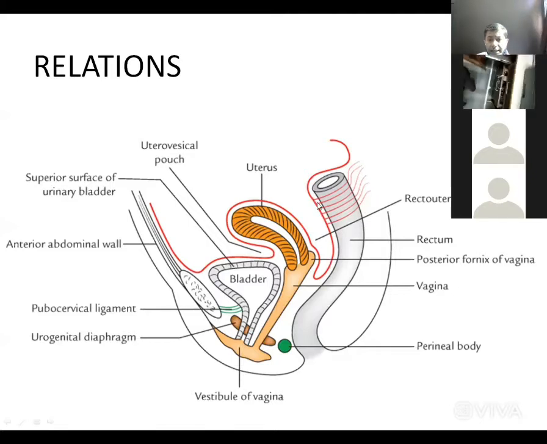So this is the rectouterine fold and this is the rectovaginal fold. There are two folds in this rectouterine pouch of Douglas: the rectouterine fold, and, this being the vagina, the rectovaginal fold. And this is the uterovesical fold, also known as the uterovesical pouch, and this is the pouch of Douglas. So these are the peritoneal relations of the uterus. Now coming to the visceral relations of the uterus.